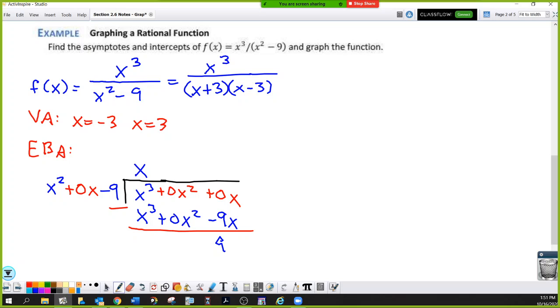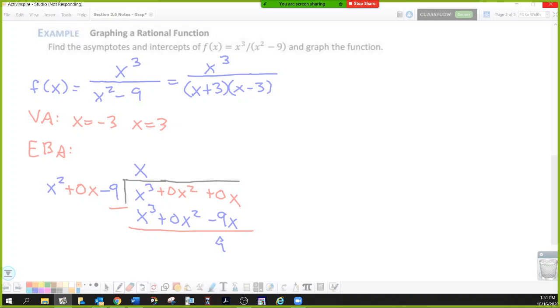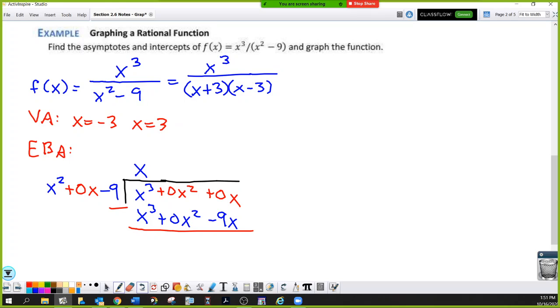How do I recognize that as my remainder? Because its degree, 1, is less than the degree of the divisor. Come on, active panel, catch up with me. Oh, good, we're crashing again. All right. So this gives us the end behavior asymptote of y equals x, plus this little deal.